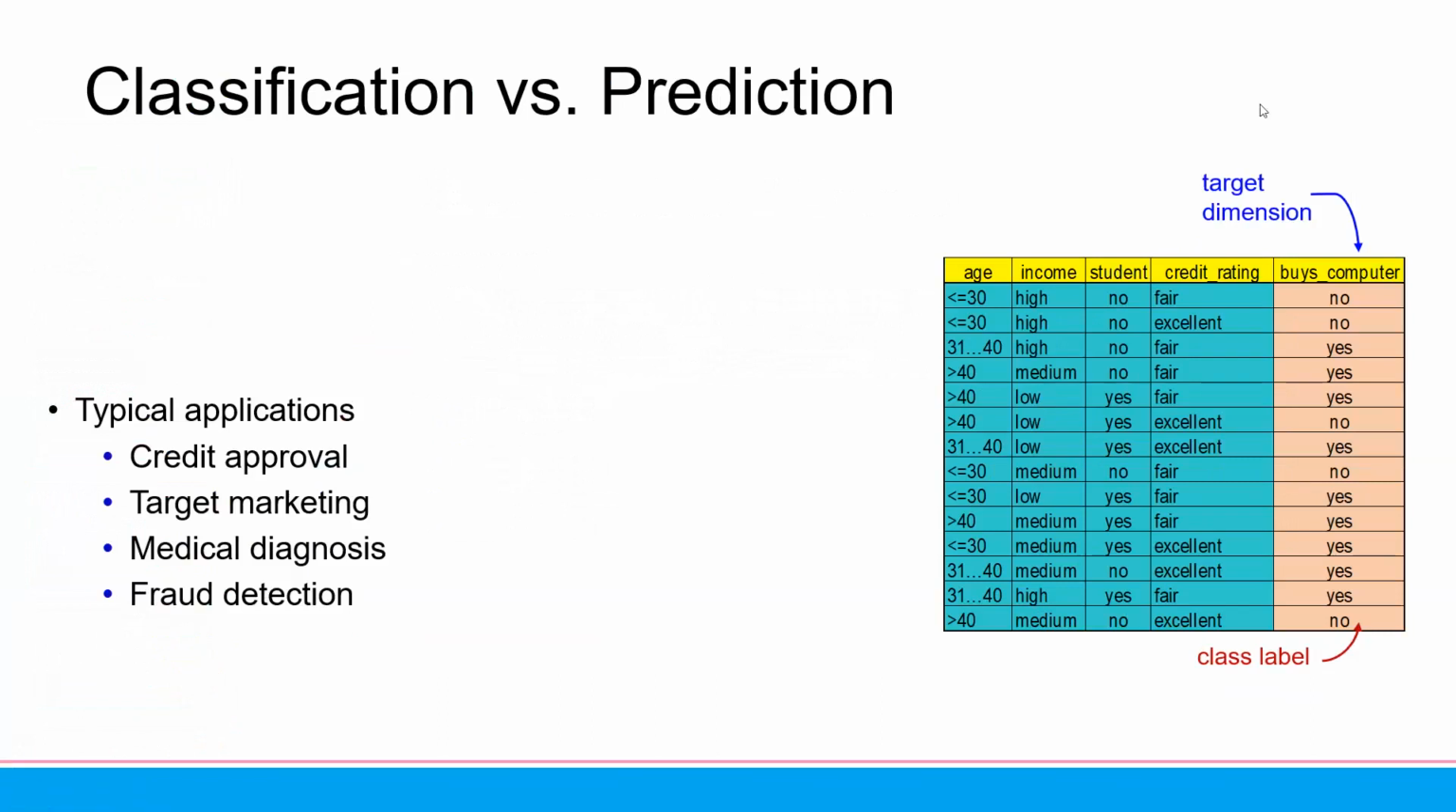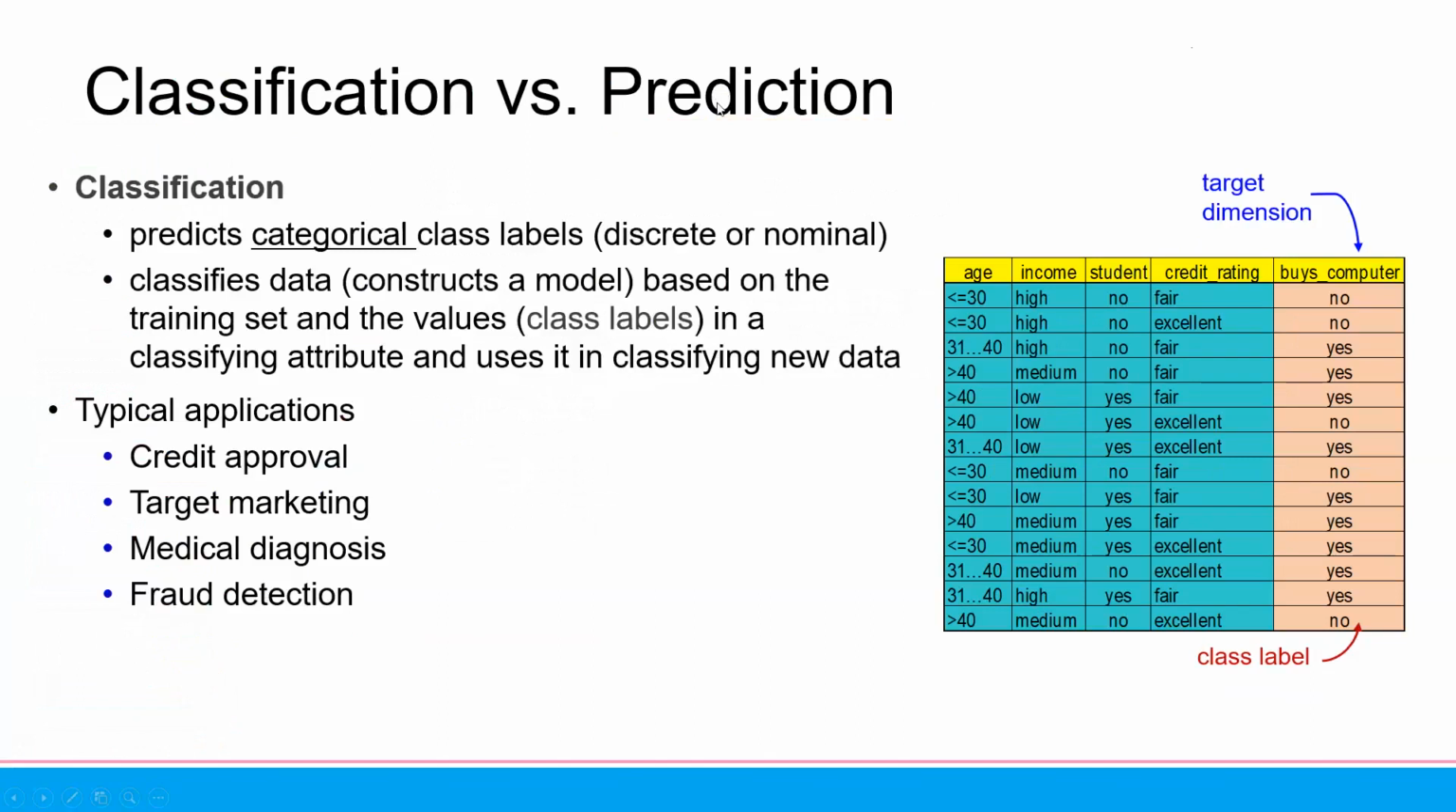So we need to learn the basic idea of the classification. And before we learn about the classification, we need to see the difference between classification and prediction. In some cases, the prediction can be in a different name, but let's see. First, about classification. What is classification?